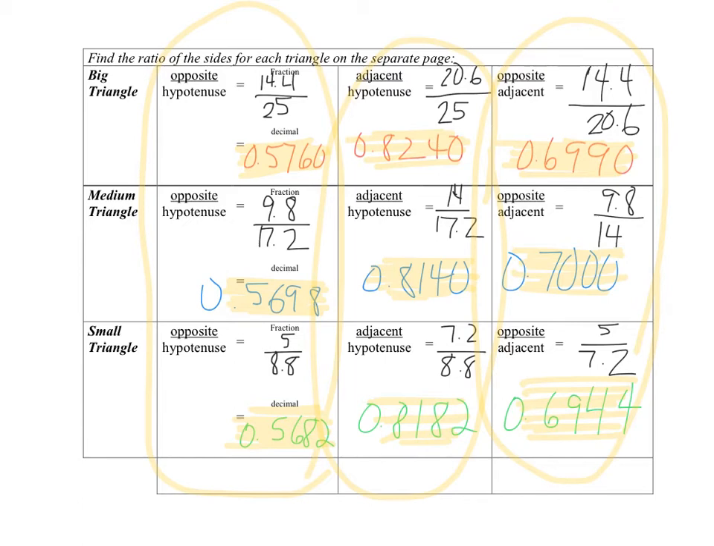So we have names for these ratios, is the first thing. This first column, whenever you see opposite over hypotenuse, this stands for the sine ratio.